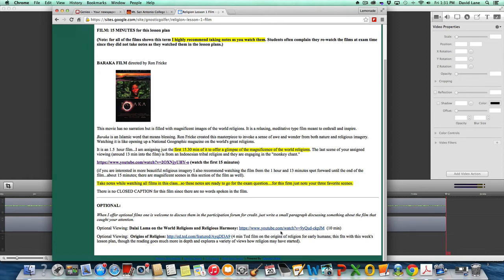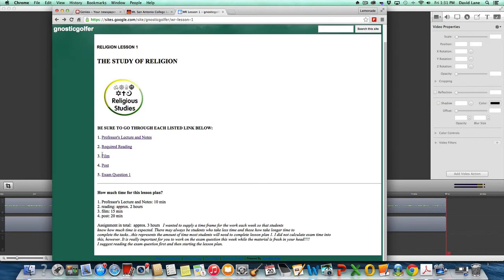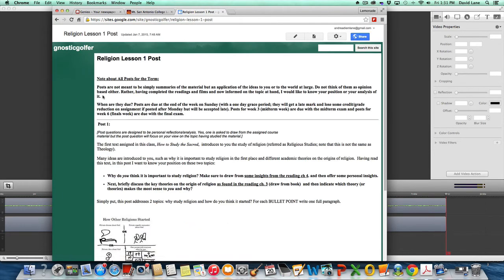And then I also offer optional here, the Dalai Lama and World Religions, a little harder to understand. I can understand them perfectly, but some students have a harder time. World Religions and Religious Harmony, I like the Dalai Lama a lot. And then Origins of Religion, a tiny little 4-minute film there. But those are going to be optional. The Baraka is required.